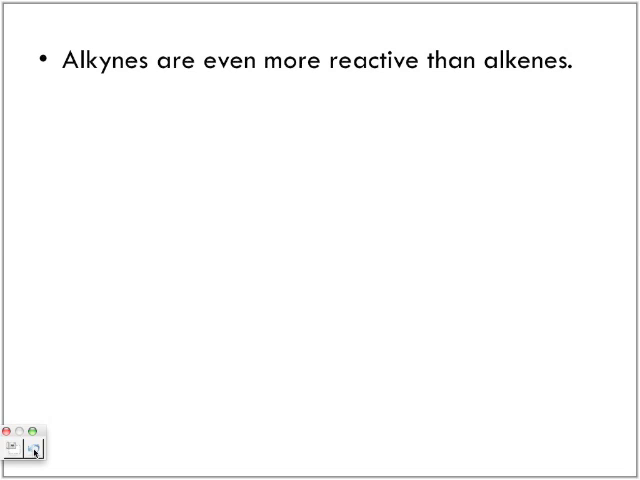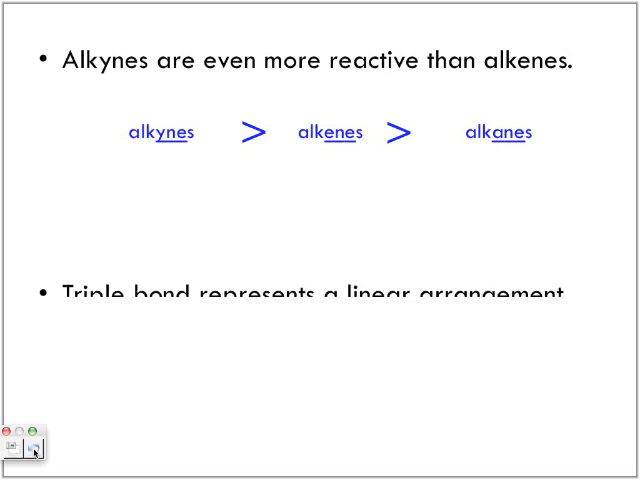Now, alkynes are even more reactive than alkenes. So it goes as follows. Alkynes, most reactive, are greater in terms of reactivity than the alkenes, but the alkenes are more reactive than the alkanes. So we can say that the alkanes are the least reactive of these hydrocarbons. So the minute we add a double bond, it becomes more reactive. The minute we add a triple bond, it's even more reactive.